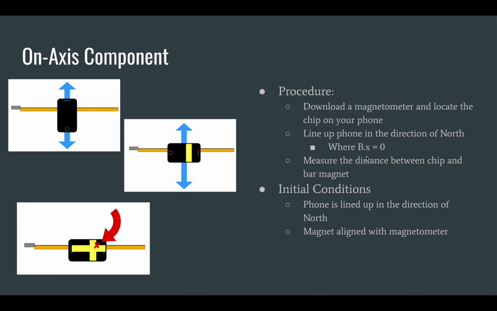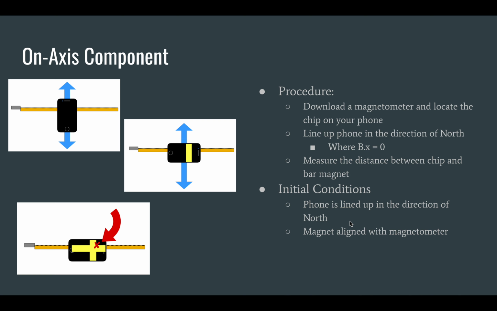For the on-axis component, for the procedure, we downloaded a magnetometer and located the chip on the phone that measures it, and we lined it up with the direction of north, where B_x was equal to 0, and we measured the distance between the chip and the bar magnet. Initial conditions were that the phone was lined up in the direction of north and that the magnet was aligned with the magnetometer.